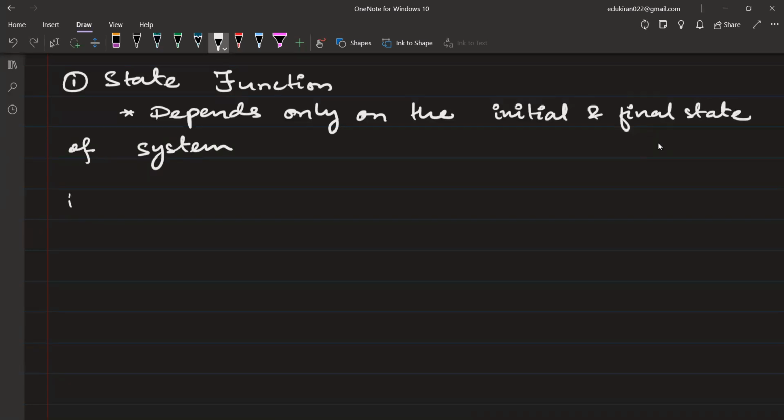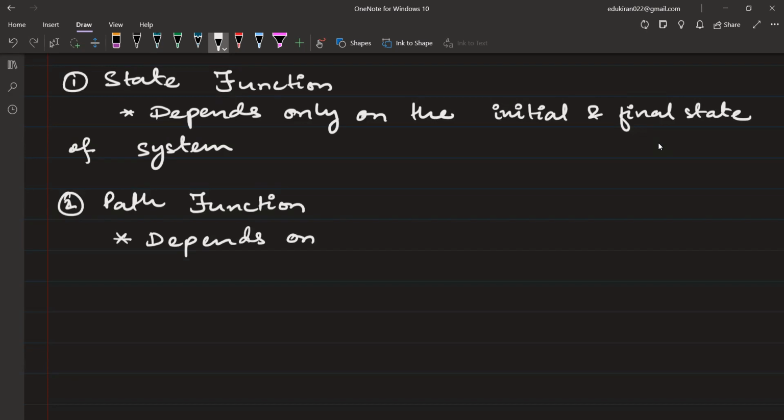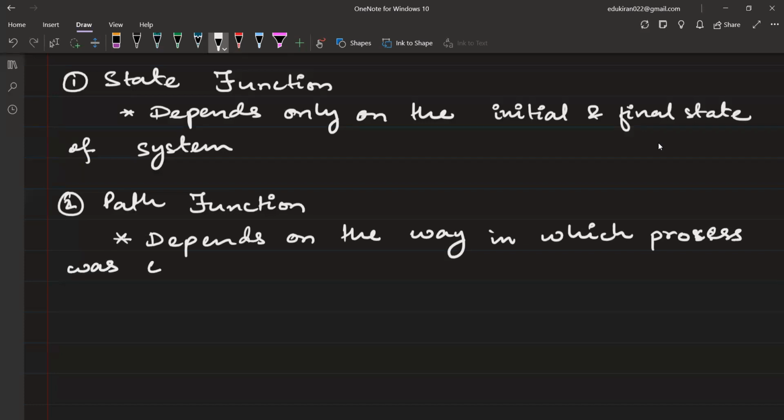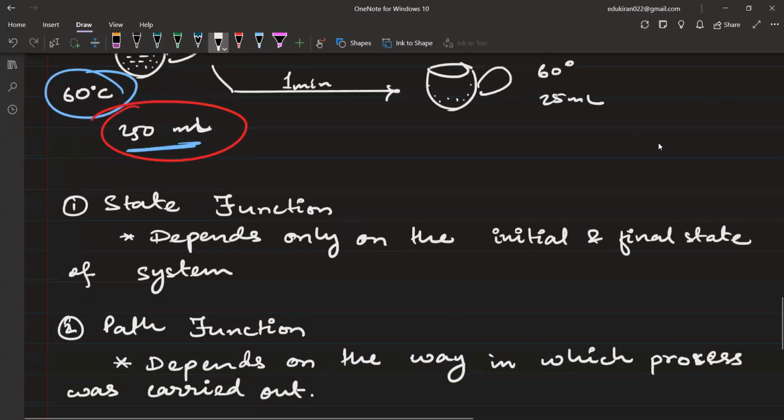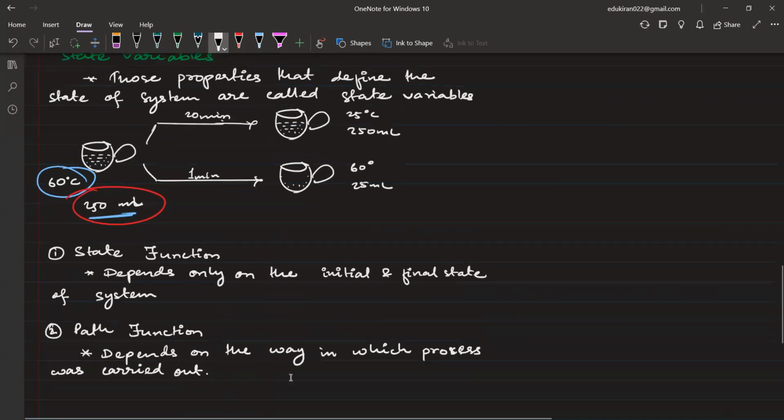Then there are some path functions. These are the variables which depend on the way in which the process was carried out. Please write this down.